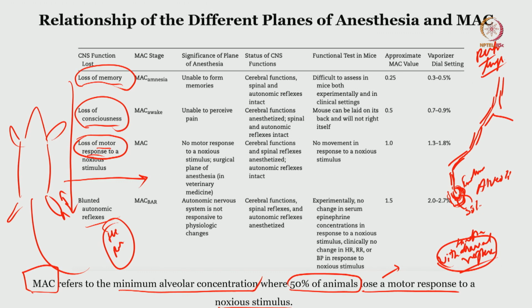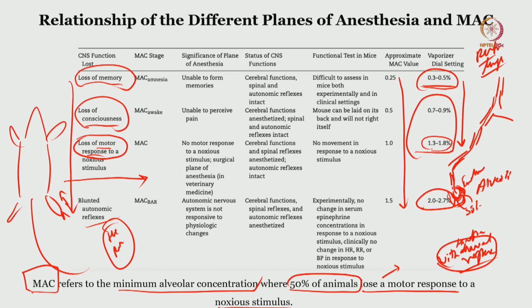And what is the change that is happening? An increase in the MAC value from 0.25 to 1.5. As the MAC value keeps increasing, the plane becomes deeper and deeper, from loss of memory to blunted autonomic reflexes. And if you see the vaporizer dial setting, the concentration of the gas used in the vaporizer is also going up. It starts from 0.3 to 0.5% required for loss of memory. It goes up to 2 to 2.7% for blunted autonomic reflex. So the preferred setting is 1.3 to 1.8% on the vaporizer dial, which will only lead to loss of motor response to a noxious stimulus. These are the various parameters that can be looked at, where the cerebral function and spinal reflex are anesthetized, but autonomic reflexes are intact. So this is important.